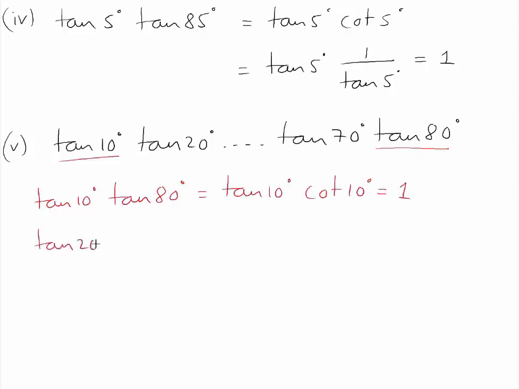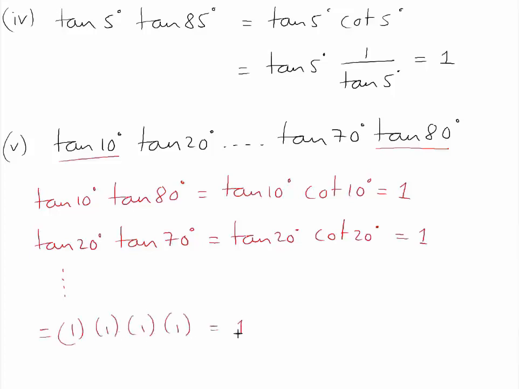Similarly, tan 20° will be paired with tan 70°. That will be tan 20° cot 20°, which equals 1, and so on. If we start making pairs, in total we will get 4 pairs, and all of them will be 1. So the answer will be 1 multiplied by 1 multiplied by 1 multiplied by 1, which gives you 1.